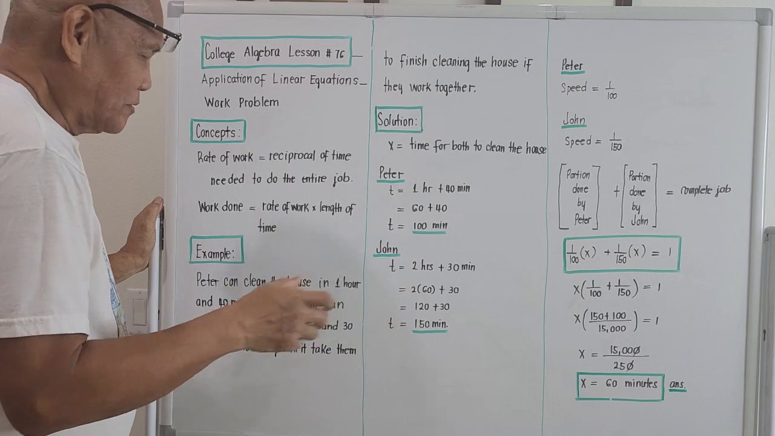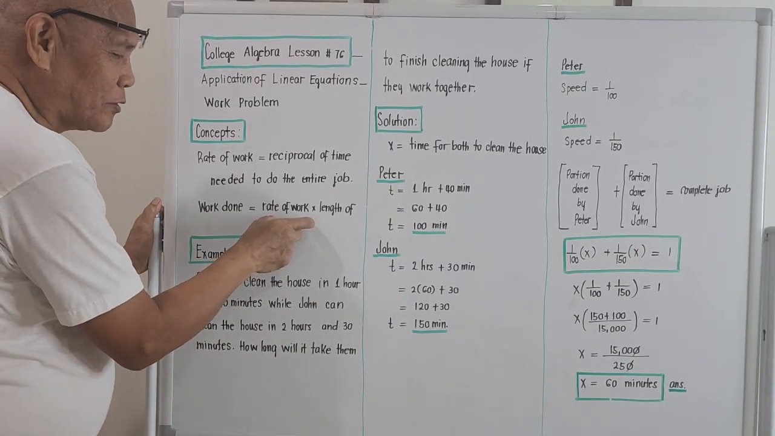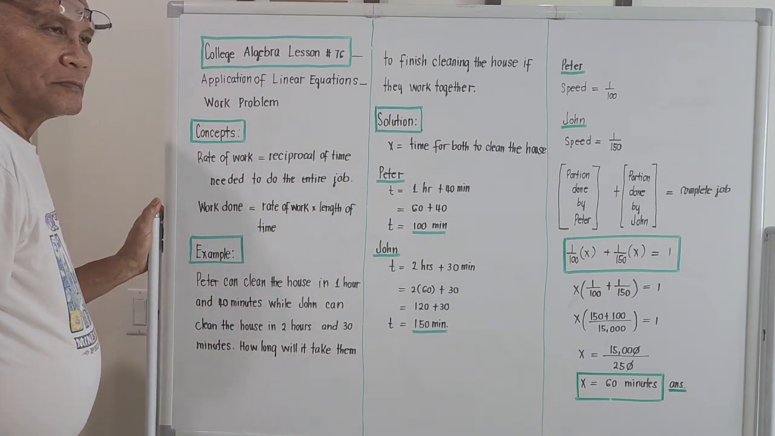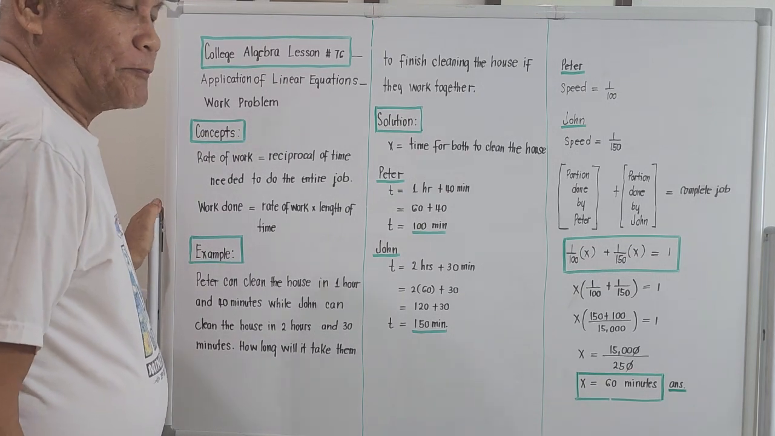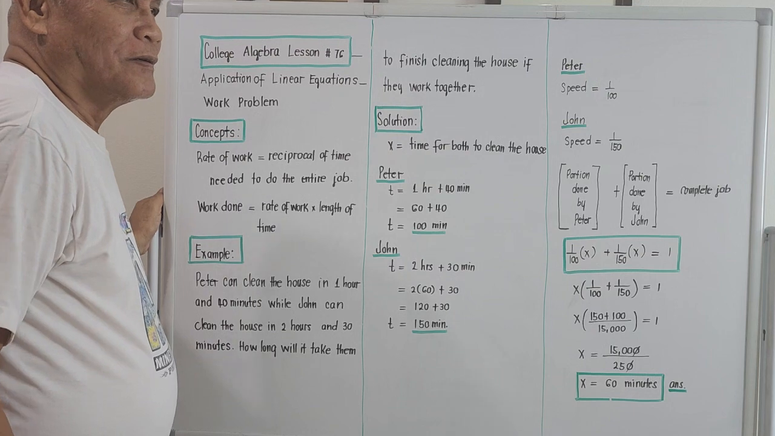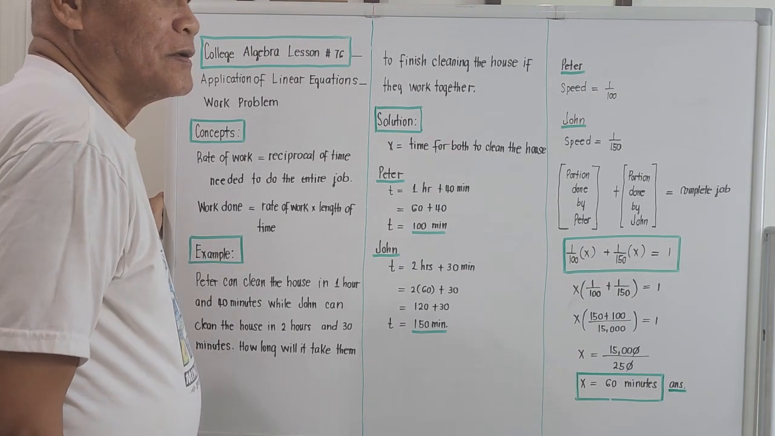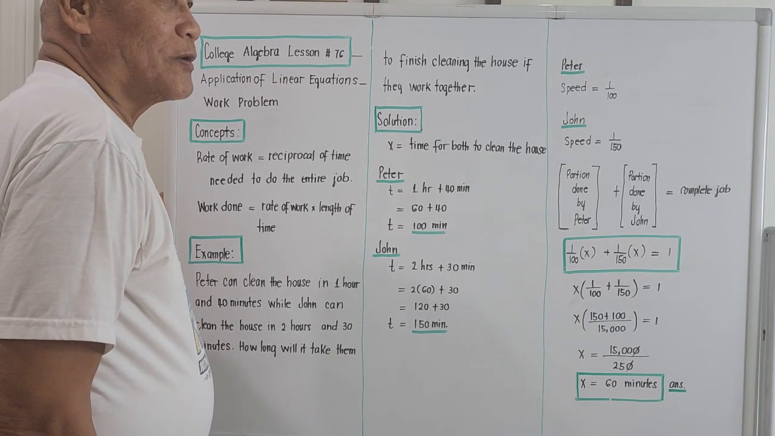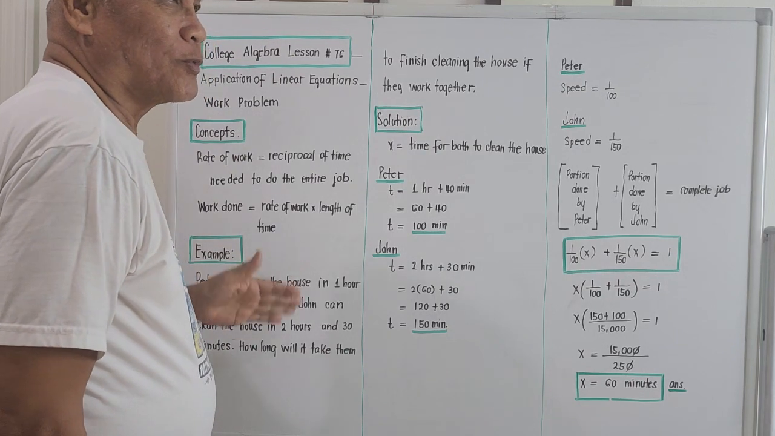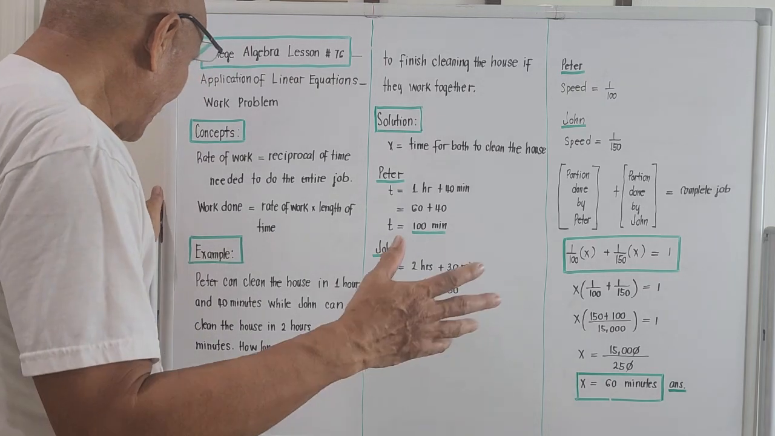Next, the work done is equal to the rate of work, or speed of work, times the length of time. For example, if you finish doing the job in 2 days, your rate will be 1 over 2. So the work done will be 1 half times 2, and 1 half times 2 is equal to 1, and that's the complete job. As simple as that. Okay, let's bring out an example problem.